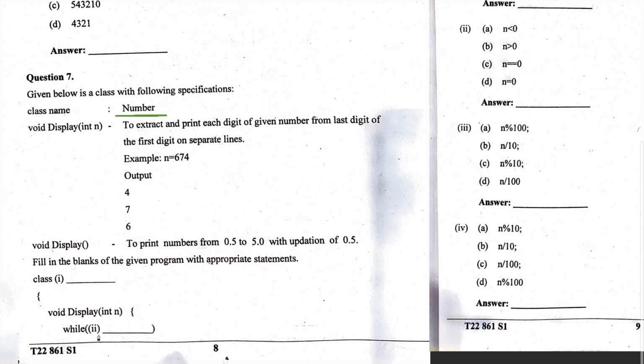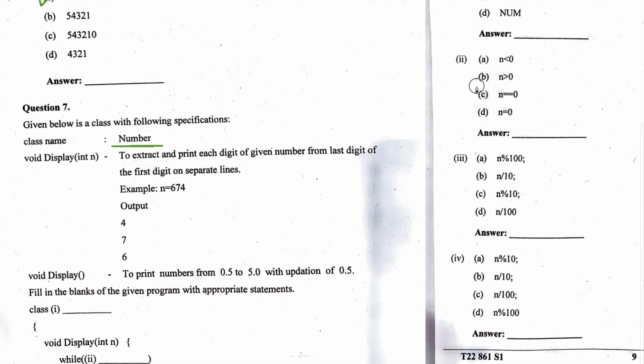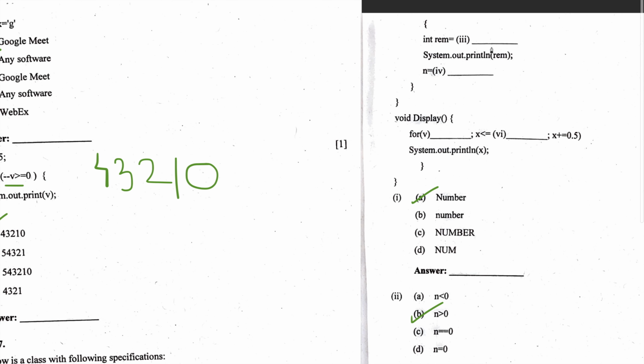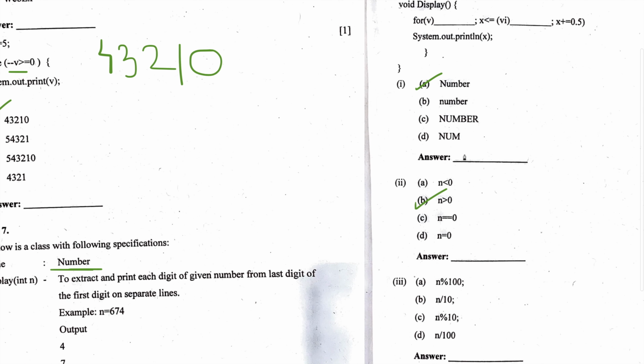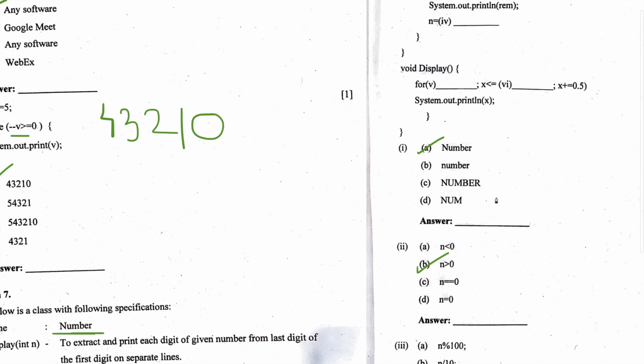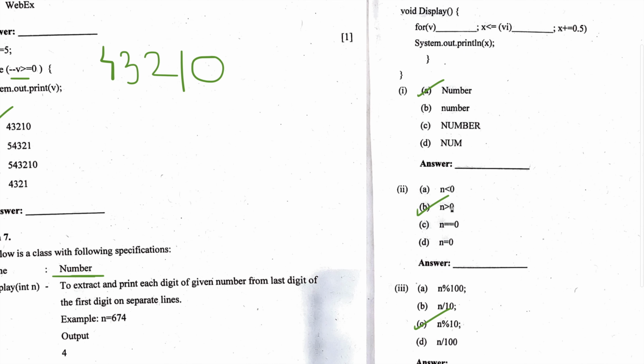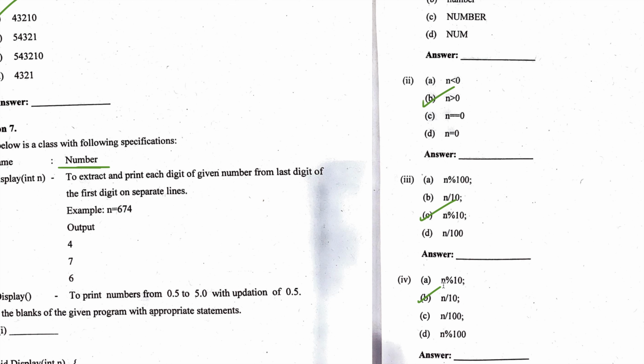Then you have the second option, while. Now this display int method is used to extract and print each digit of the given number from last to first. So the units digit is extracted first, then it is removed, and so on. So it is the standard while loop method to extract the last digit and remove it. So this condition is going to be till n does not become 0. So this is going to be while n greater than 0. Third part is where you are extracting the remainder, which is n%10. Next part is after you print the remainder, you remove the units digit, which is done by n equal to n/10. So fourth is going to be n/10.